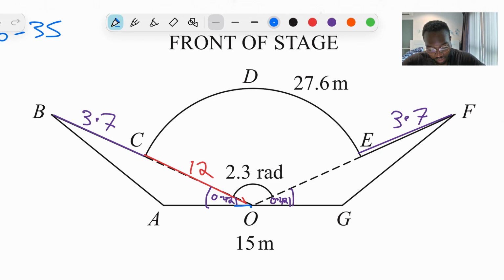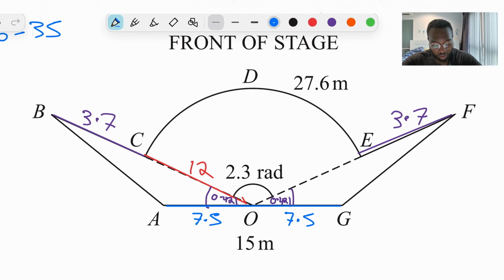Therefore, we actually know this length as well. We know this length is going to be 7.5. This will also be 7.5. Remember, they're congruent, so they are going to be similar. Everything is going to be nice and symmetrical. So we know that's 7.5.